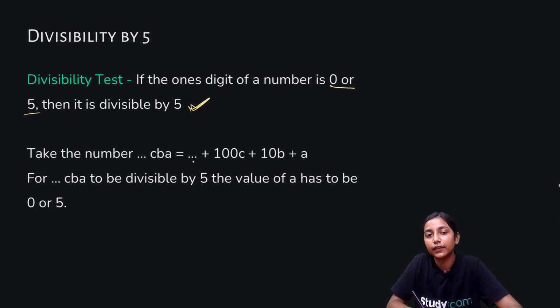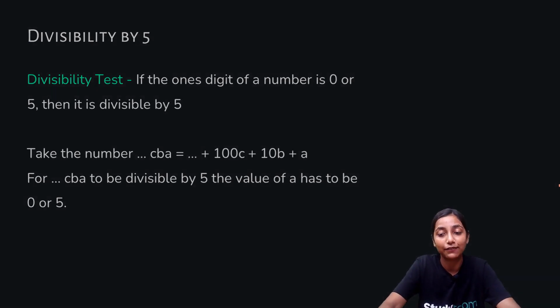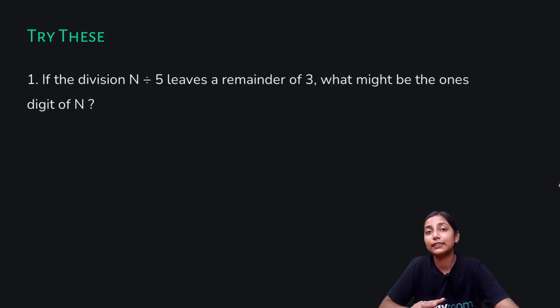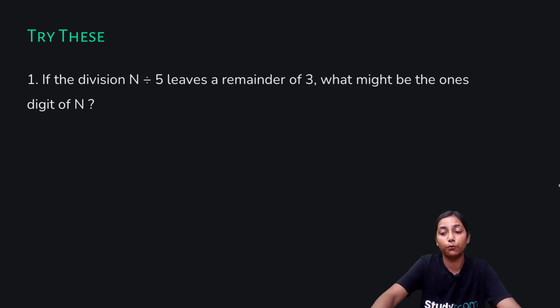Now it can be written in the generalized form like this: 1000D plus 100C plus 10B plus A. For this whole number to be divisible by 5, you just need to focus on the ones digit, that is A. A has to be either 0 or 5. If A is 0 or 5, then this whole number is divisible by 5. But if A is some other digit other than 0 or 5, then this whole number will not be divisible by 5. So these are the two divisibility checks. The first one was for 10 and the other one was for divisibility by 5. You need to remember these rules for both of these.